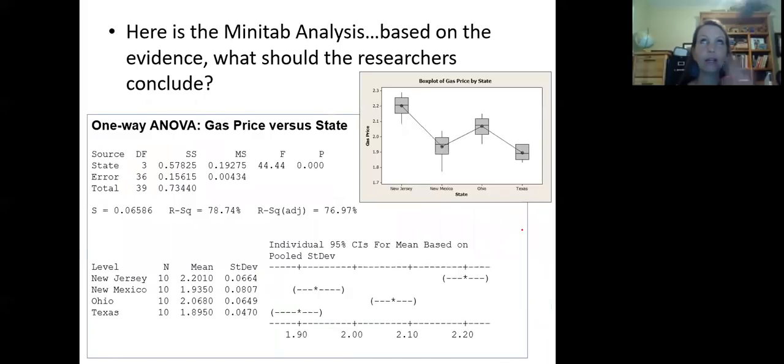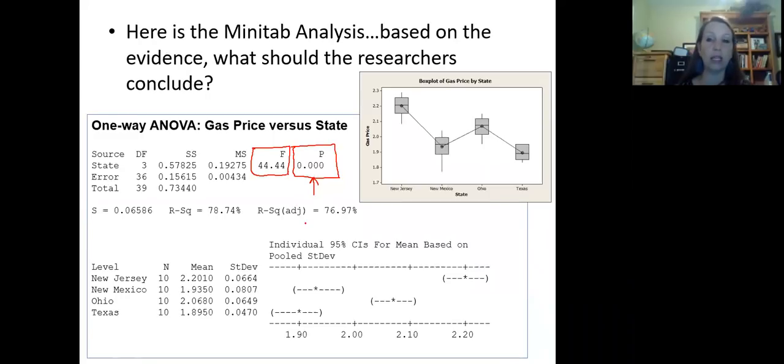All right, now that we've talked about conditions, we're ready to go ahead and do the actual analysis. So here's the Minitab output. Our test statistic here in the analysis of variance table is F, which in this case equals 44.44. And our p-value over here is essentially 0. And we know that when p is low, H0 must go. So we would reject the null hypothesis and conclude that at least one mean is different.